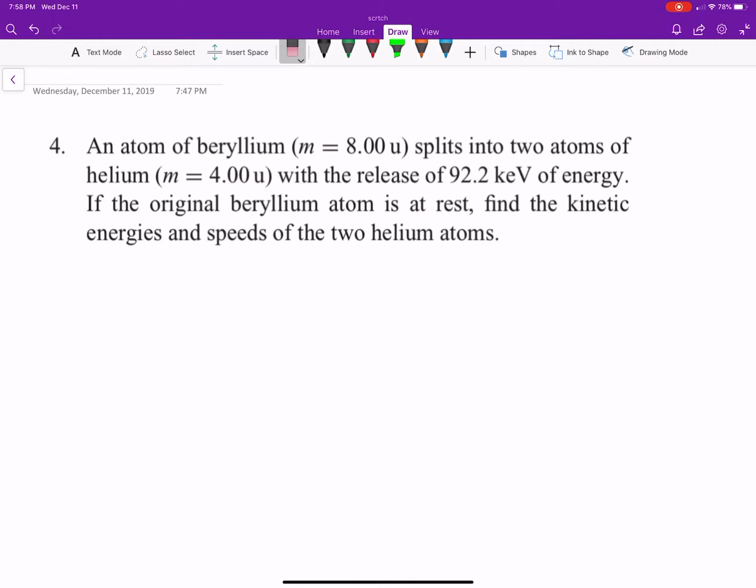Now, what we want to do here is think about the momentum prior. So we have this atom, and then it splits into two separate atoms. And when it splits, it releases this energy, and the two atoms shoot off in whatever directions they're going. I'm going to use the M in black, and the two M's in red to represent the mass of the different atoms that we're dealing with.